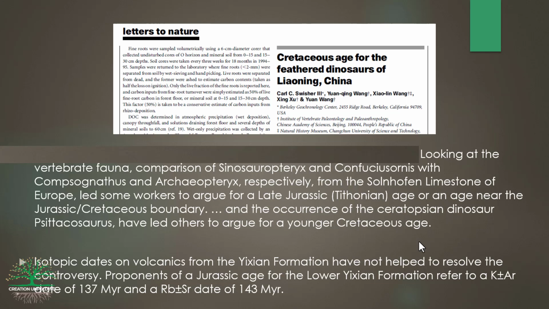And so biostratigraphy was definitely driving what a lot of people were saying, despite the fact that they already had absolute dates, lots of them, for these formations. And now let me read this portion here. Isotope dates on volcanics from the Evian formation have not helped to resolve the controversy. Proponents of a Jurassic age for the lower Evian formation refer to a potassium-argon date of 137 million years and a rubidium-strontium date of 143 million years.